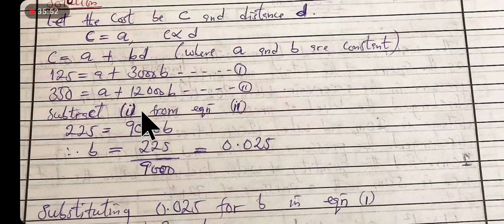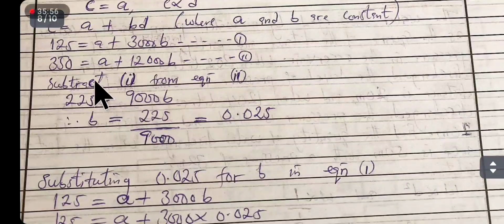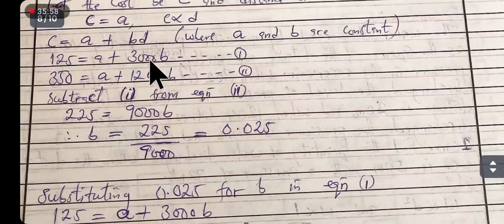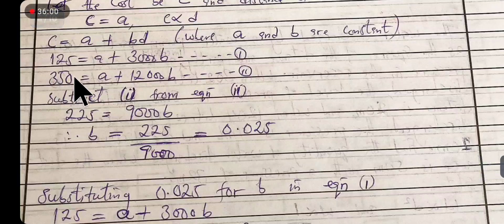All right, so subtract equation 1 from equation 2. We are doing the subtraction now. Take equation 1 from equation 2. So 350 minus 125 is 225. A minus A is 0, it has gone. Then 12,000B minus 3,000B is going to give us 9,000B.